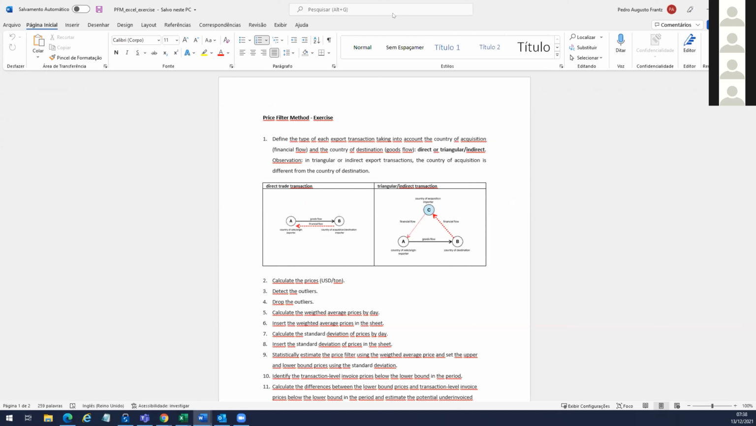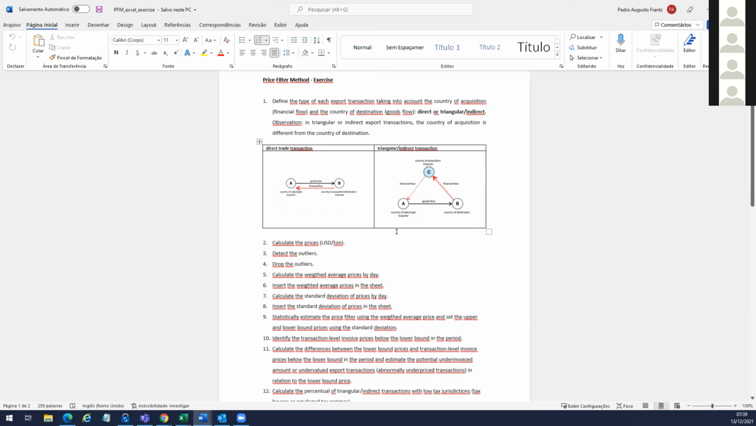The first item we ask of you: define the type of each export transaction, taking into account the country of acquisition, financial flow, and country of destination, goods flow, and whether the transaction is direct or triangular indirect. Here is an image suggesting that direct is a goods flow directly to country B, and the financial flow is direct from country B to A. And triangular: the goods flow directly from A to B, but the financial flow passes through country C to country A. That is a triangular operation.